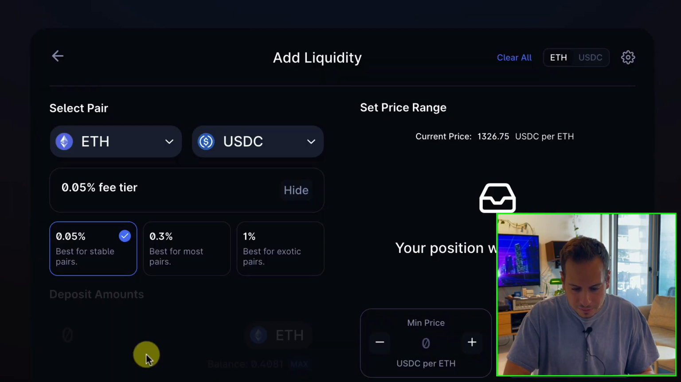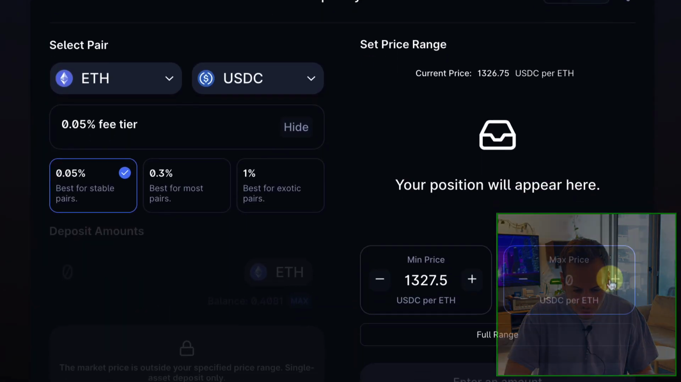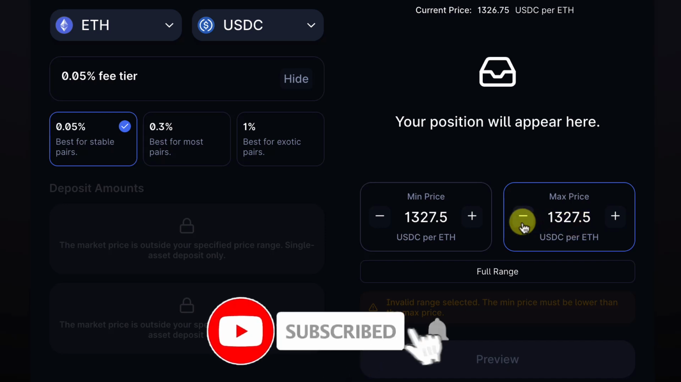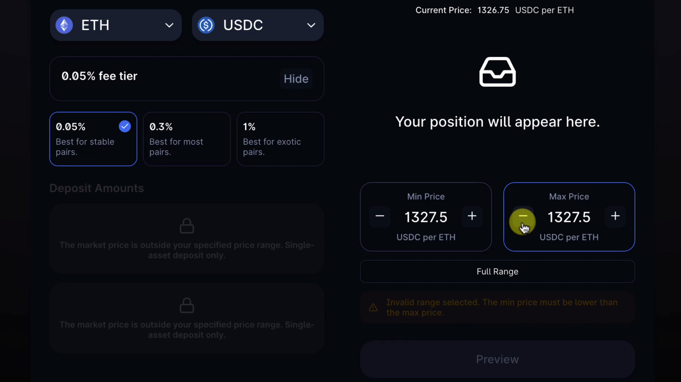And then you have to put some kind of minimum price and maximum price. What does that mean? You set a price range of ETH and USDC. Currently, the ETH price is around 1.3k USDC. So you can set a range, for example, between 800 to, I don't know, 1,800. And now your 1.3k is somewhere in the middle.